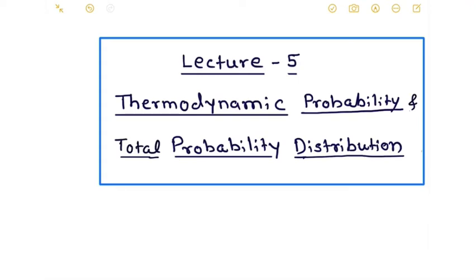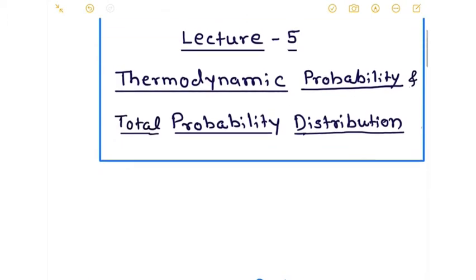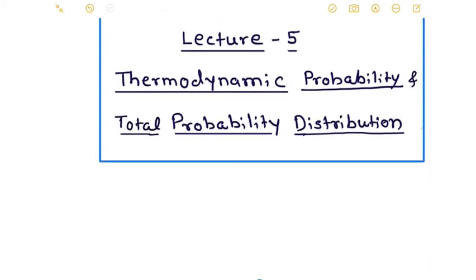Today we discuss thermodynamic probability and total probability distribution. Here we derive the relation for thermodynamic probability and total probability distribution. Firstly, we discuss a priori probability, and that a priori probability shows that if all distributions of balls among the cells are equally probable and the size of all cells is the same, then the a priori probability is the same.